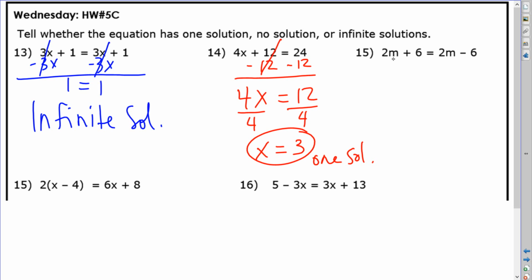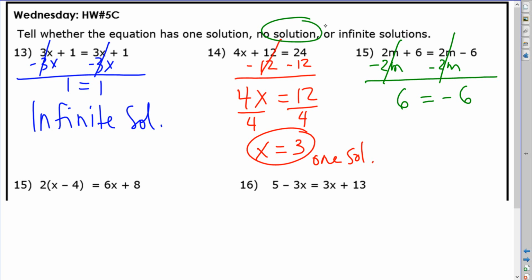For question number 15, these don't match exactly. See, this has a plus 6 and this has a minus 6. So I'm going to use an inverse operation here just to find out for sure if it is infinite solutions, no solutions, or one solution. So you notice my variable m, it's gone.